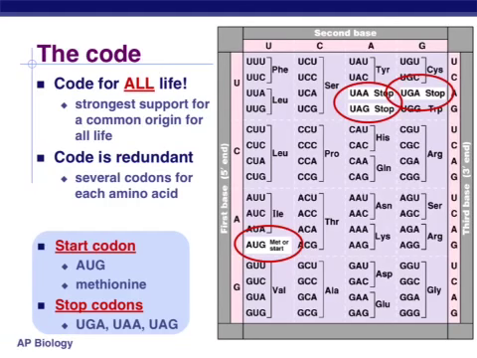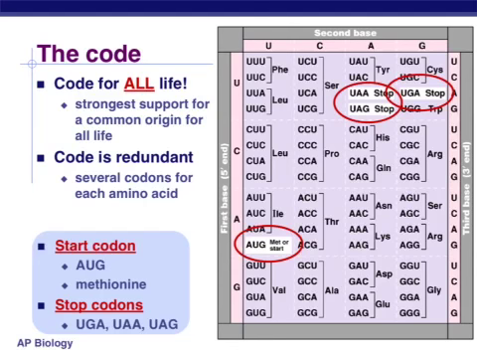Now, this diagram right here should look familiar to you. It is our amino acid chart. Now, there are 20 amino acids, but there's 64 possible codes, which means that some codes actually code for the same amino acid more than 1 or even 2 times.